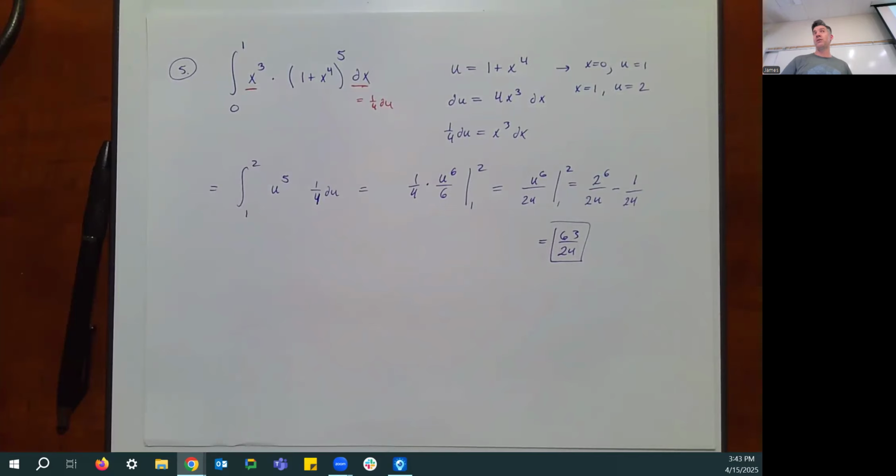So 2 raised to the 6th power is 2 times 2, 4, times 2 is 8, times 2 is 16, times 2 is 32, times 2 is 64. You're welcome.